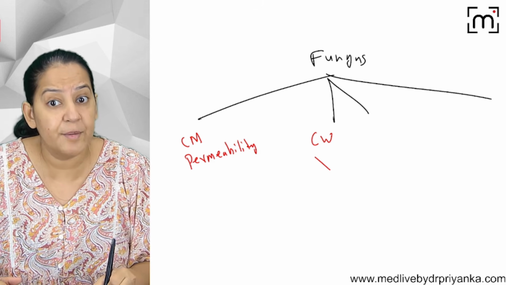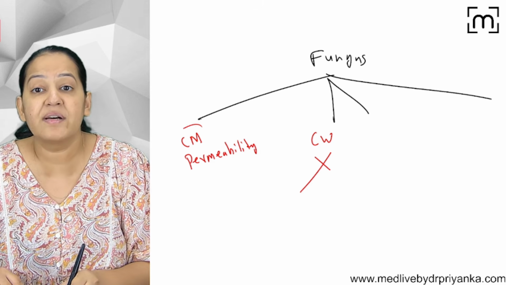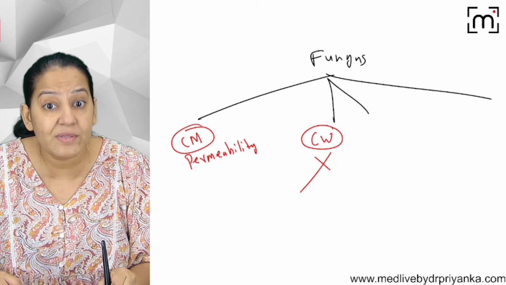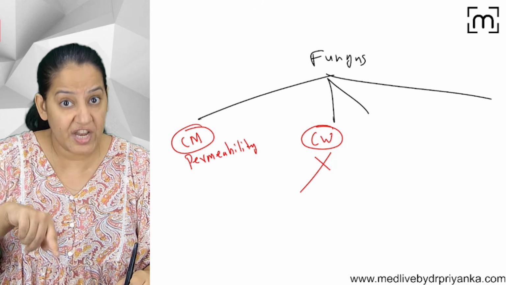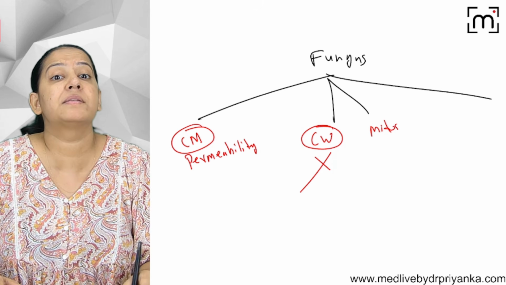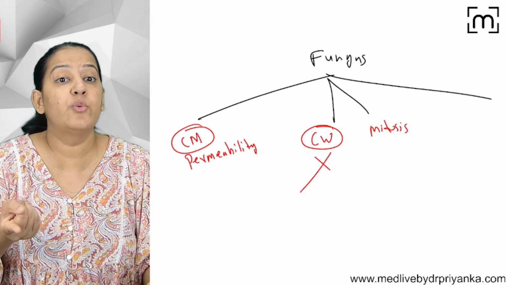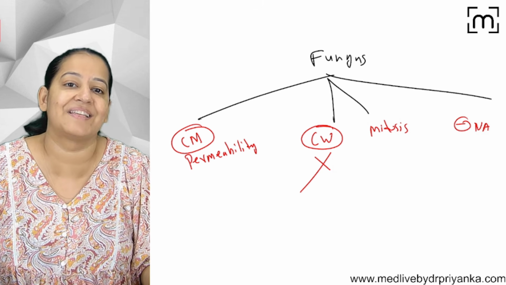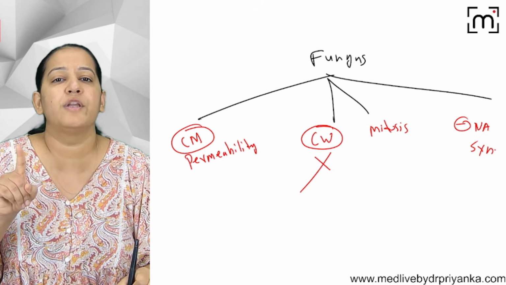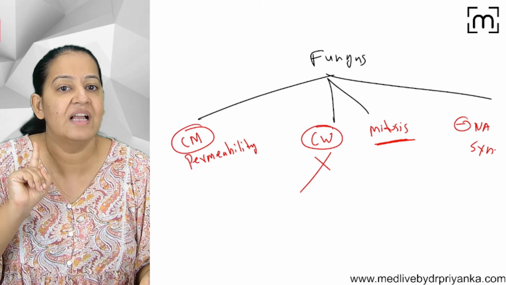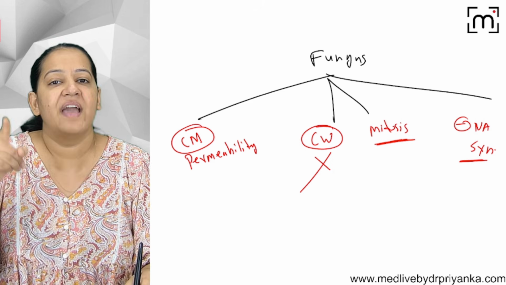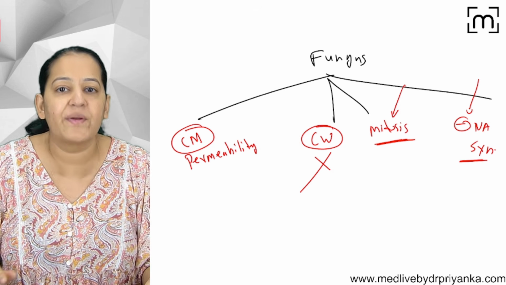There are drugs that inhibit cell wall synthesis. So these drugs act on the cell membrane, and these drugs act on the cell wall. There are drugs which act on the nucleus and interfere with mitosis, and drugs which act on the nucleus and inhibit nucleic acid synthesis. Both of them act on the nucleus, but one interferes with mitosis and the other inhibits nucleic acid synthesis.